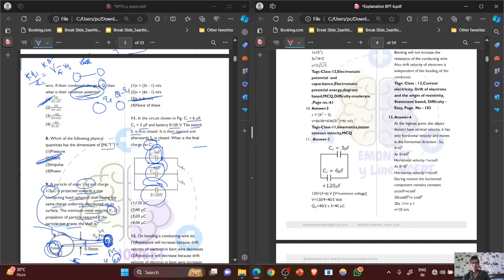First it needs to charge, so let's first calculate the charge here. E is given as 20 volt. C1 is equal to 6 microfarad. So Q equals C1 into V, which is 6 microfarad into 20. Micro is 10 to the power minus 6. So Q equals CV, 6 into 10 to the power minus 6 into 20, so it will be 120 into 10 to the power minus 6. This is the charge on this.